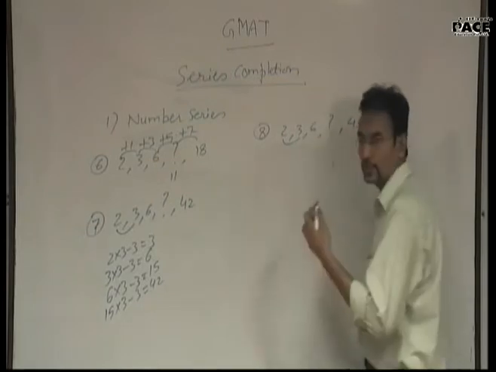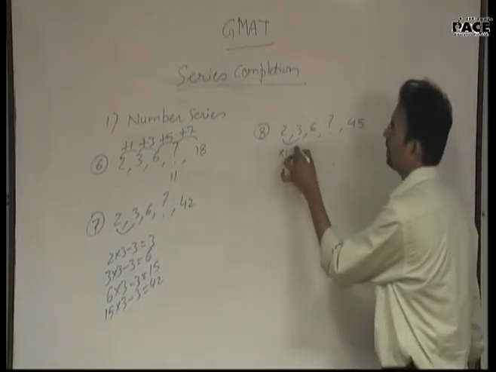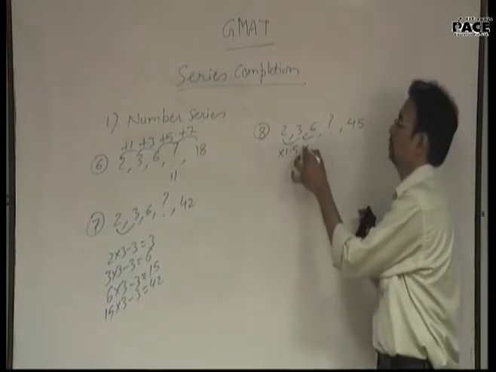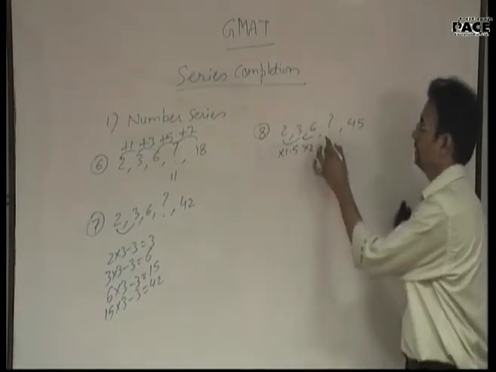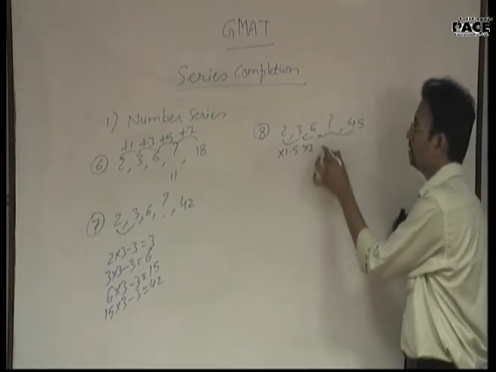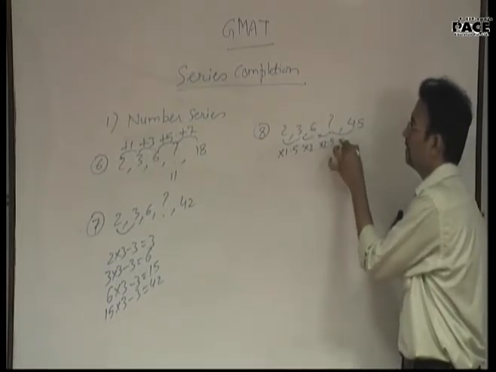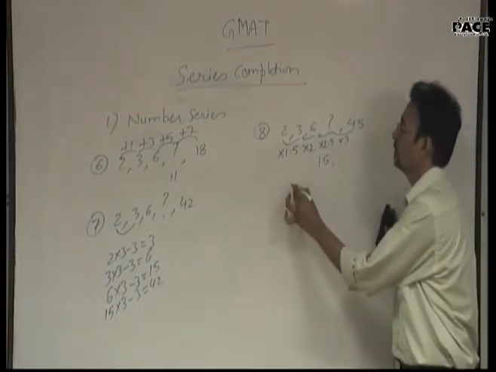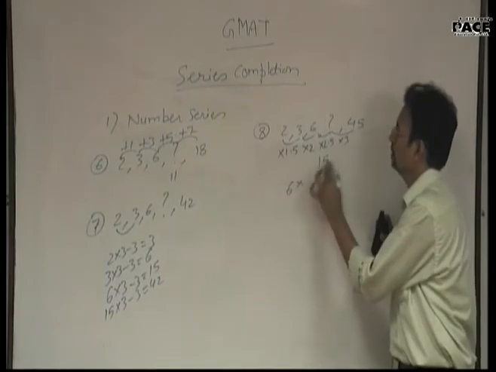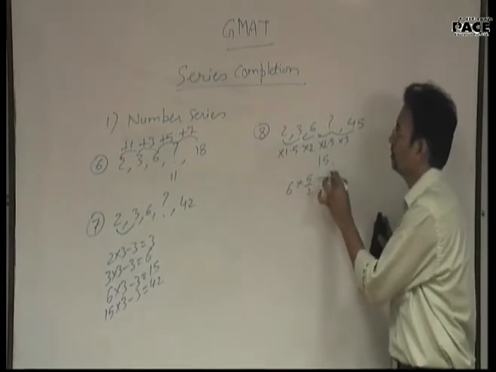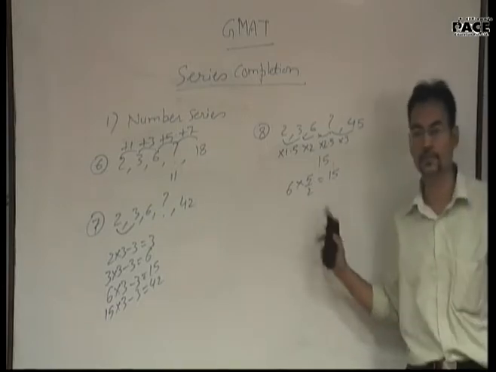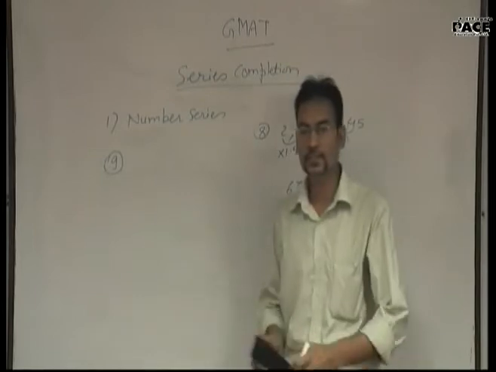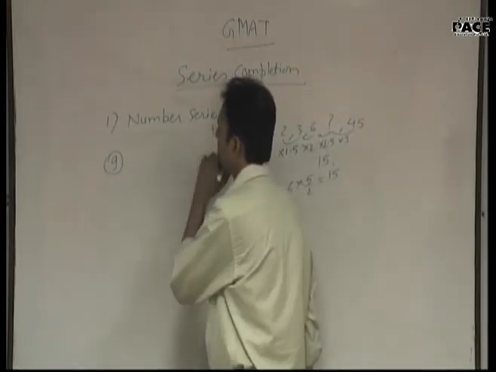Here, the different logic is into 1.5, into 2. Now, can it be 2.5 and 3? Yes, we can place 15 because 6 into 5 by 2 is 15. 2.5, that is 5 by 2. We can explore different methods for the series.